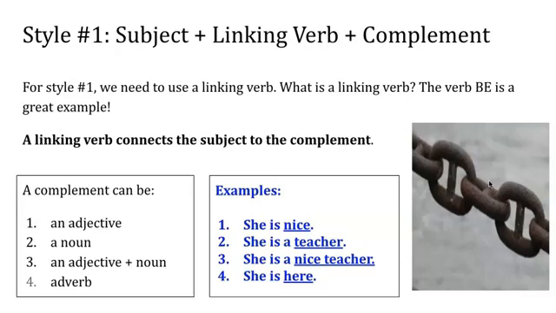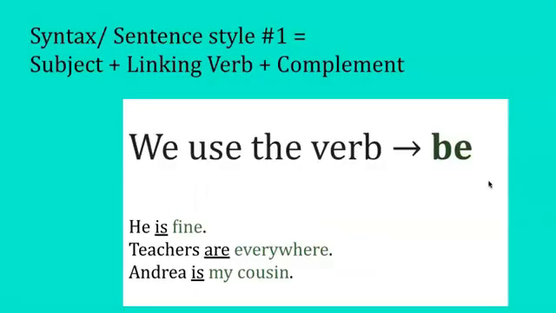What is a complement again? The complement explains more information. It gives more information about the subject. In this sentence type, we use the verb be a lot. For example, he is fine. Teachers are everywhere. Andrea is my cousin. So we use the verb be a lot for this sentence type.